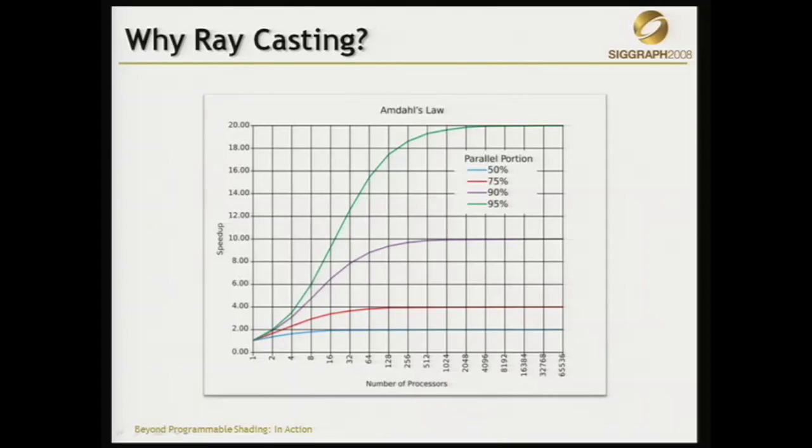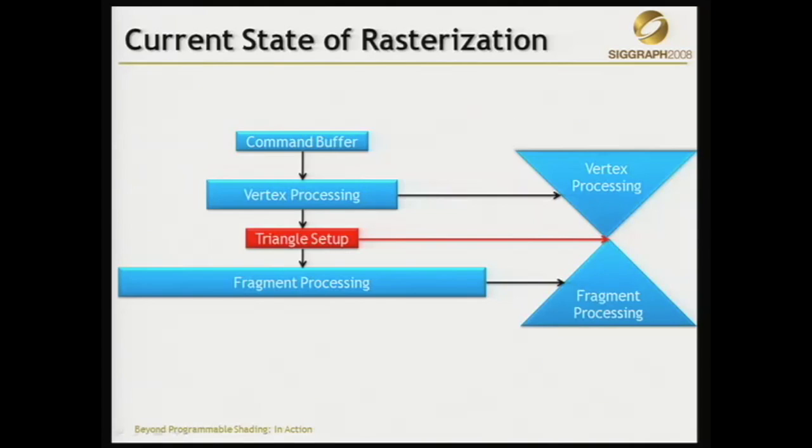So why is raycasting better for Amdahl's law? Let's take a trip to the future of rasterization to show a possible course of how this will play out. In this diagram, triangle setup is by far the biggest sequential element of rasterization. And the problem is only going to get worse as games will use smaller and more triangles.